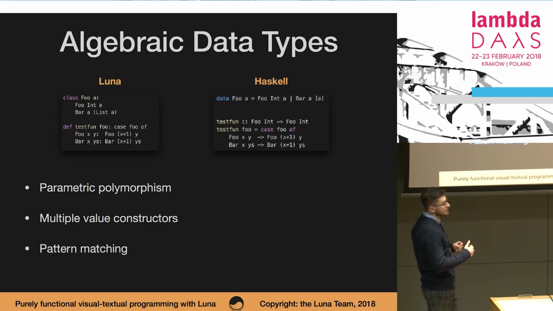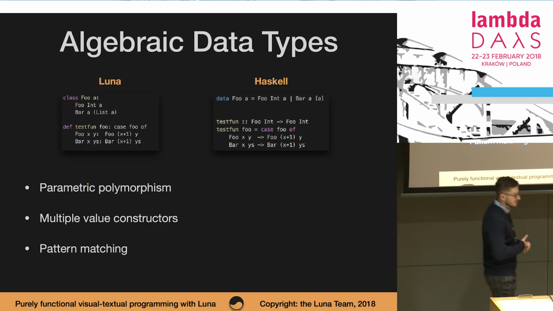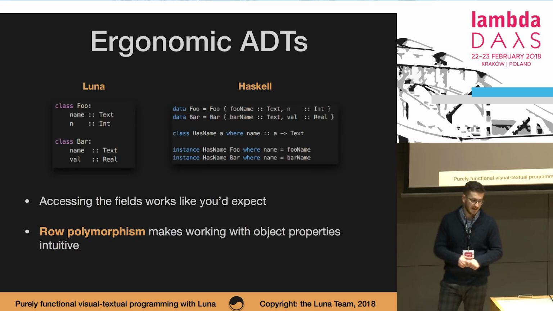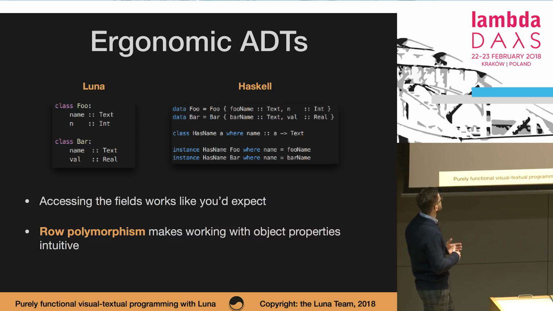So you can see that we do support full parametric polymorphism, just like Haskell does. So the foo takes the parameter a, which can be anything. We do support multiple value constructors. So this is the sum type that Philip Wadler was talking about yesterday. And we do support pattern matching because we think it's an awesome way of deconstructing our data. Yet, our ADTs have an object-y twist.